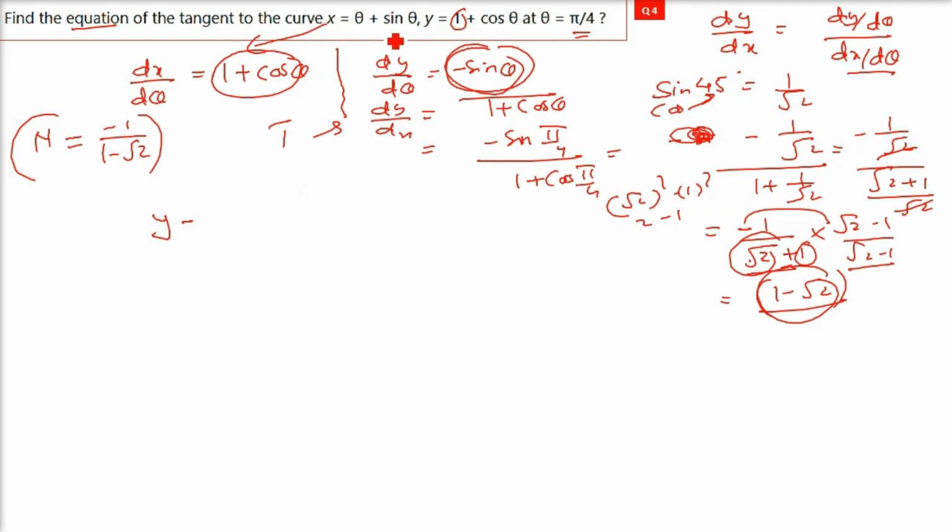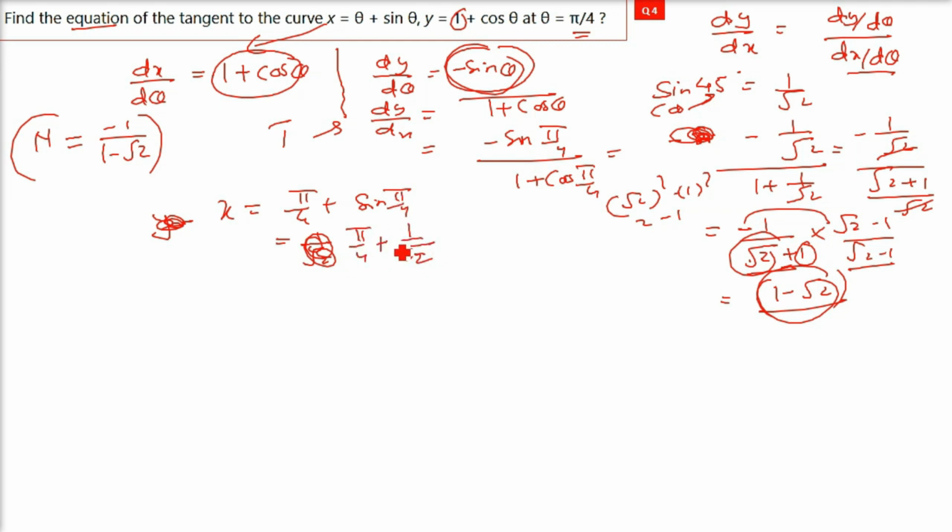Okay, so equation of tangent and equation of normal will remain almost similar except the dy by dx, that is the slope. So y minus y1 is equal to m into x minus x1. So what will be x, because pi by 4 is already given. I'm replacing theta by pi by 4. So you have x as pi by 4 plus sine pi by 4. It will be pi by 4 only. Sine pi by 4 will be 1 by root 2, 1 divided by root 2.